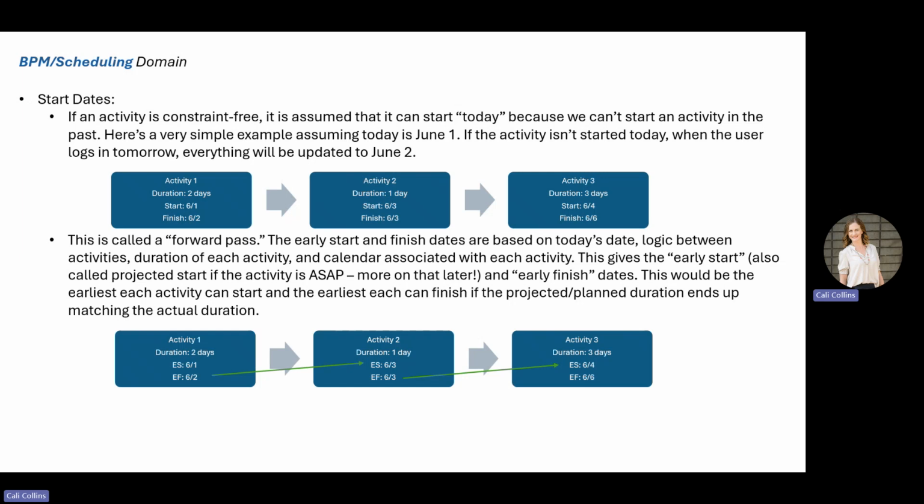What this is doing is giving us our early start and also our projected start if the activity is starting as soon as possible, but we'll get more on that later. It also gives us the early finish dates. So this would be the earliest each activity can start and the earliest each activity can finish if the projected or planned duration ends up matching the actual duration. You can see here with the flow of the arrows, the early finish date of the first activity drives the early start date of the second activity and so on.